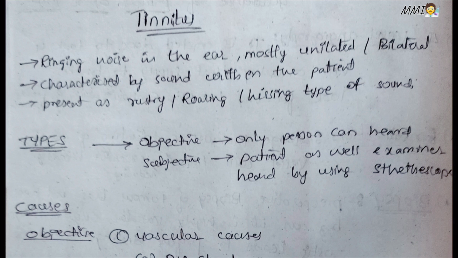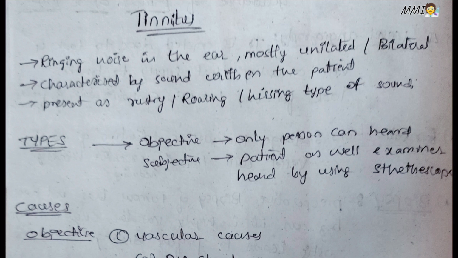What are the types of sound? Rusty, roaring, or hissing type of sounds. Tinnitus is a ringing sensation in the ear. It can be unilateral or bilateral. Types are objective and subjective. Objective, only the person can hear. Subjective, the patient as well as the examiner can hear using the stethoscope.